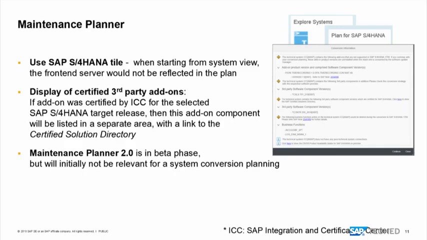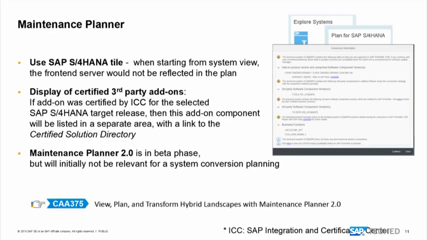A side remark, you may have heard that there is a maintenance planner 2.0. Like with readiness check, we had 2.0 out there. Maintenance planner 2.0 is currently in beta phase for dedicated scenarios only, but not yet for system conversion planning. And even if we make maintenance planner 2.0 available next year, for the conversion planning you will use the old existing well-known user interface. Just so that you do not get scared that with another tool version there is something new to learn.